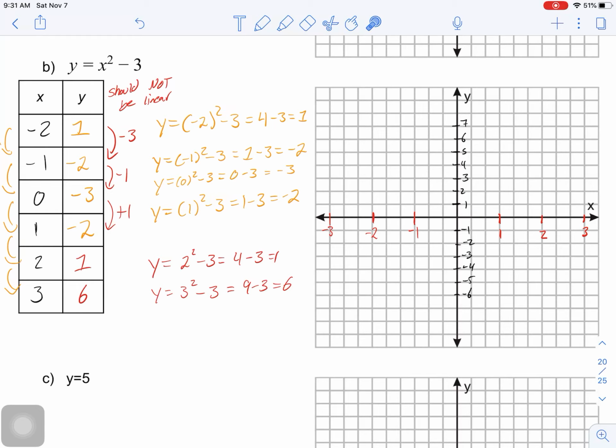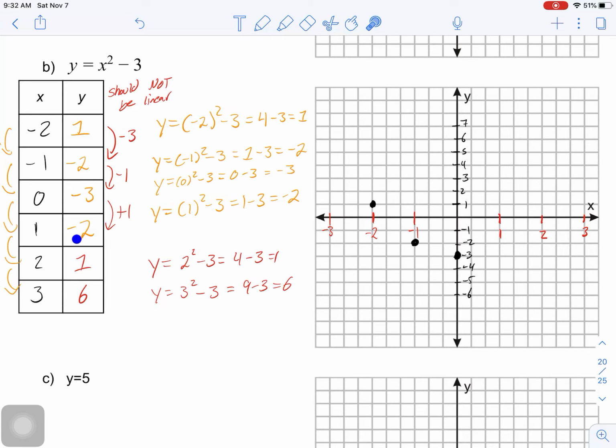So when x is -2, y is 1, so that's this plotted point here. When x is -1, y is -2. So that's a point right here. When x is 0, y is negative 3. And that would be your y-intercept.